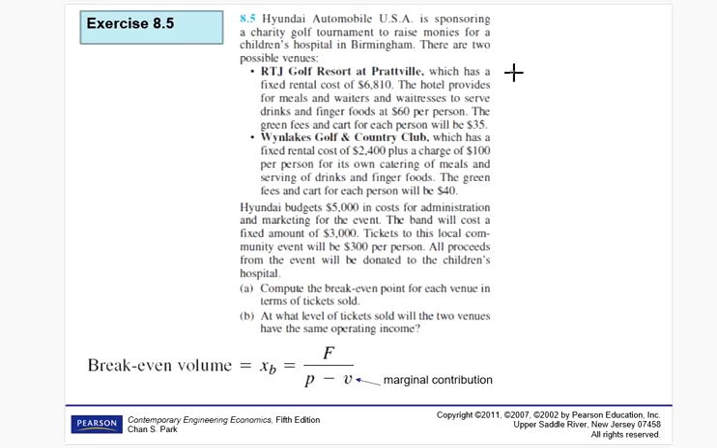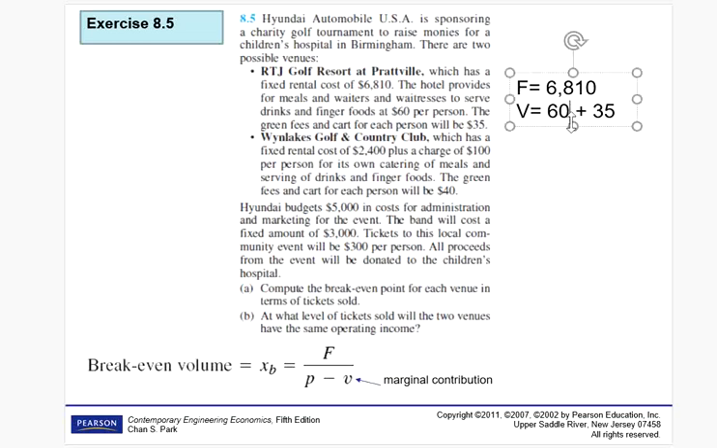Now let me put it this way. What is F here for this venue? F is 6,810. And what is V in this venue? You have two V's, right? 60 and 35. So you'll have 60 plus 35. This is our V.